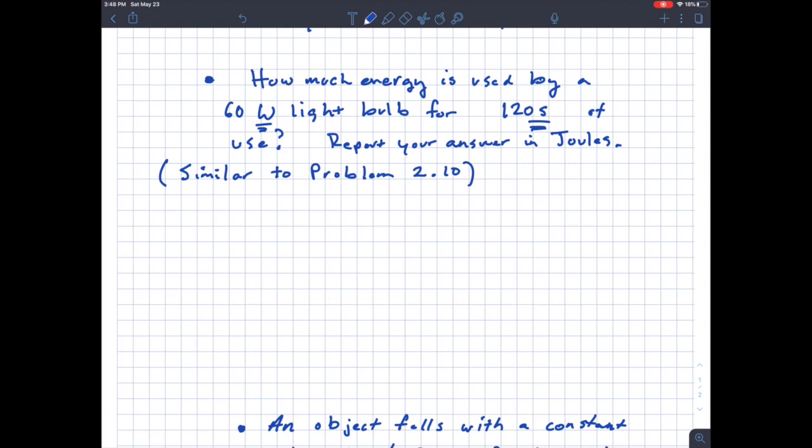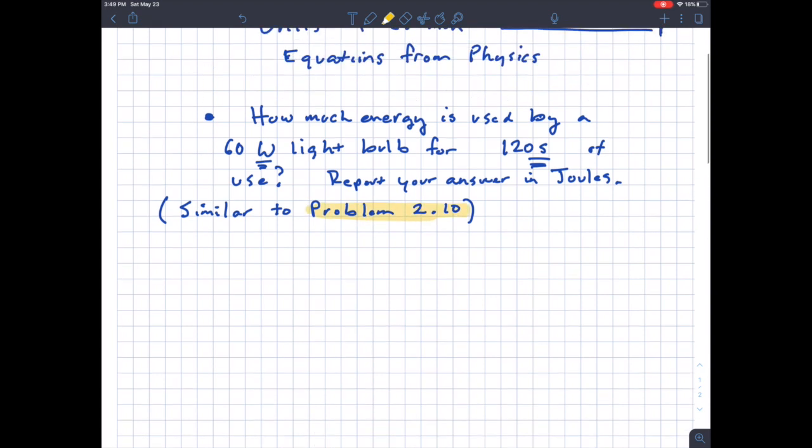The first problem I'm going to talk about is similar to problem 210, and I'm going to give you a quiz problem over problem 210 in the book. All right, so the idea here is we have a question: how much energy is used by a 60-watt light bulb for 120 seconds of use? Okay, and report your answer in joules. All right, so energy. Energy is measured in joules. Okay, you can deduce that from the question.